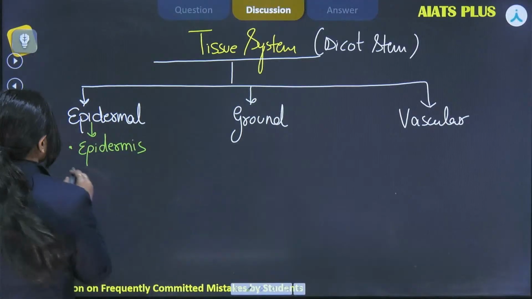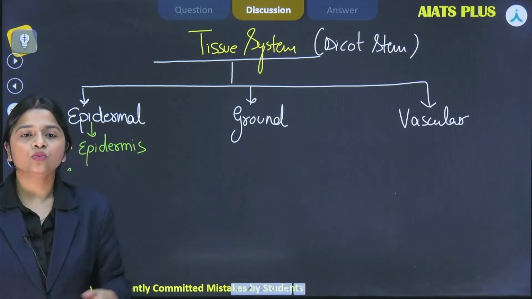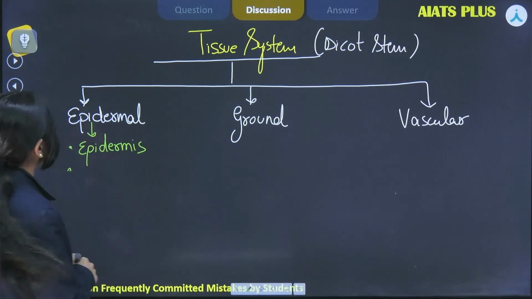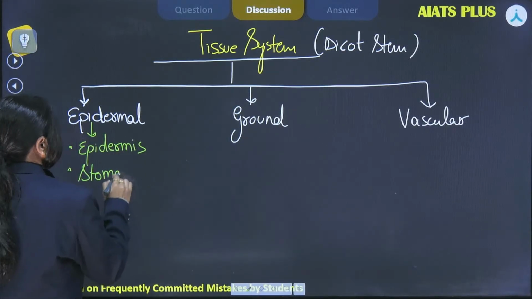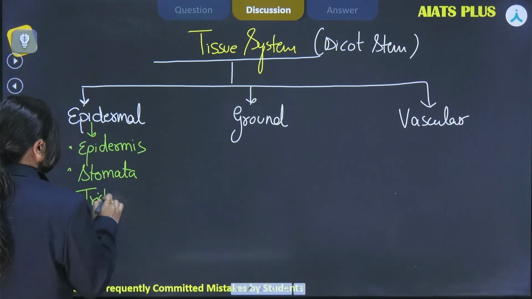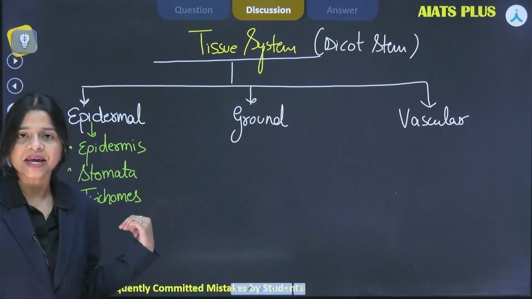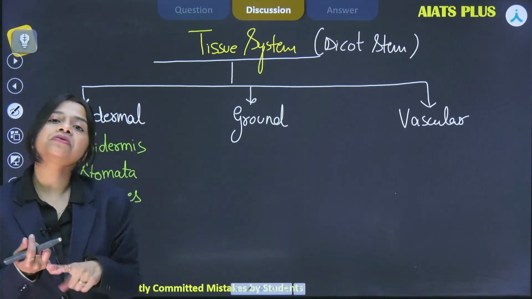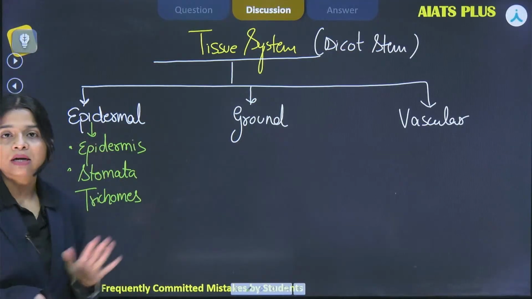Yes Sagnik, that is absolutely true. You are already clear with the concept, just give it a quick revision. So epidermis, secondly we have the presence of stomata as well as trichomes. Because it is stem, that is why trichomes. Had it been root, there would be root hair. We can also call them the epidermal appendages. So this is the epidermal tissue system.